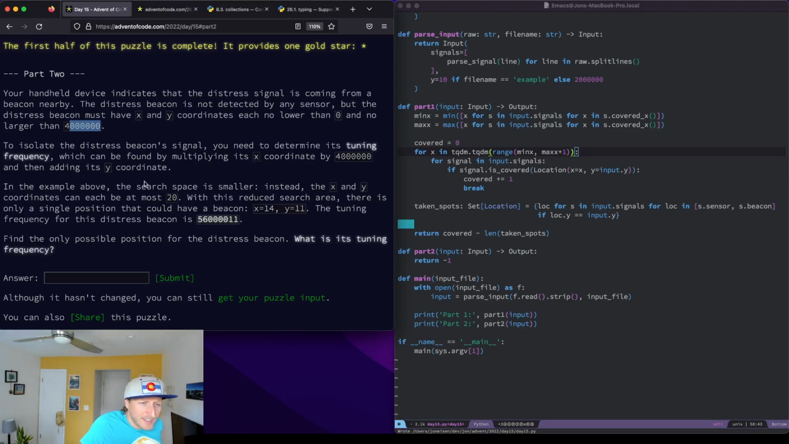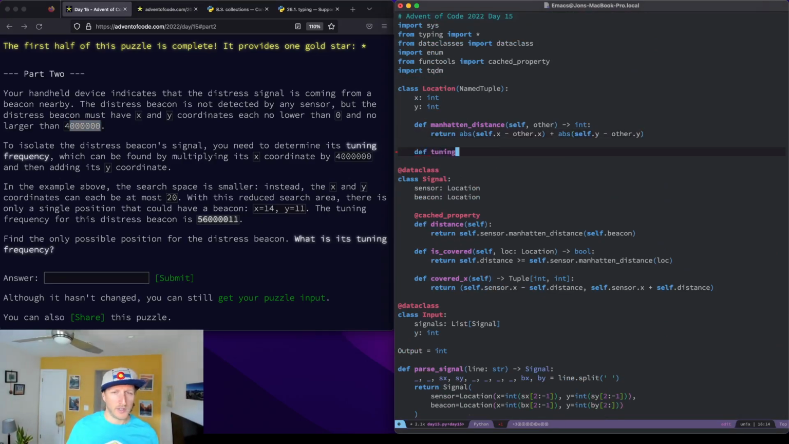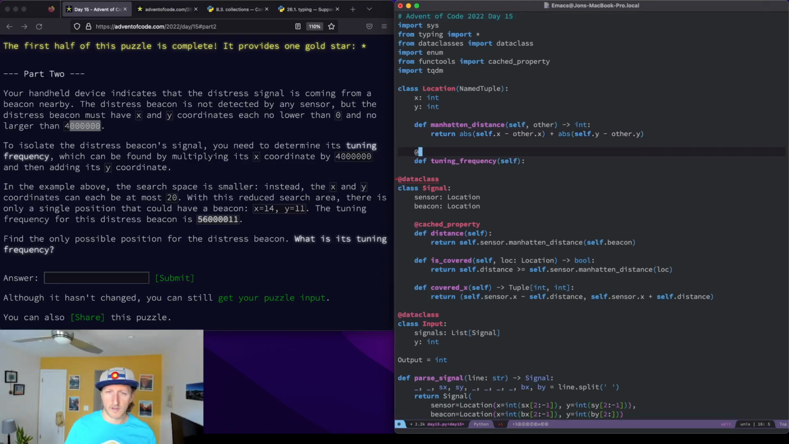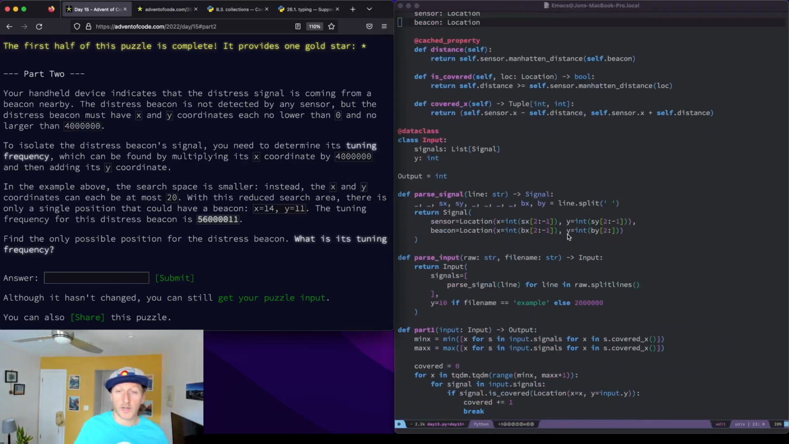Okay. In the example, so let's just start by writing that function, def tuning_frequency(self), property, return self.x times 4,000,000 plus self.y. Okay, so we wrote that. In the example above, the search space is smaller. Instead, the x and y coordinates can be at most 20. With this reduced search area, there is only a single position that could have a beacon, 14, 11. The tuning frequency is this. Okay, so we're going to have to be a lot smarter.